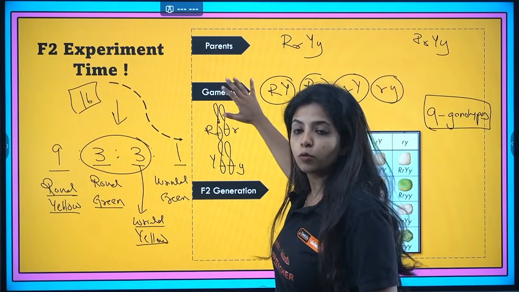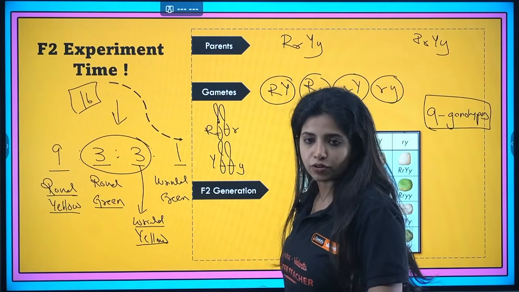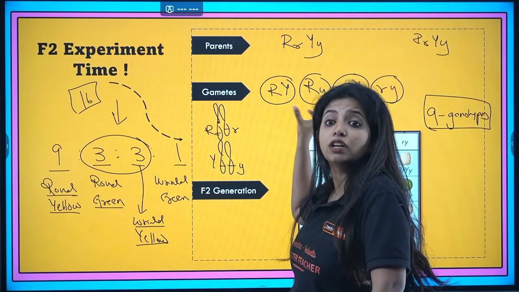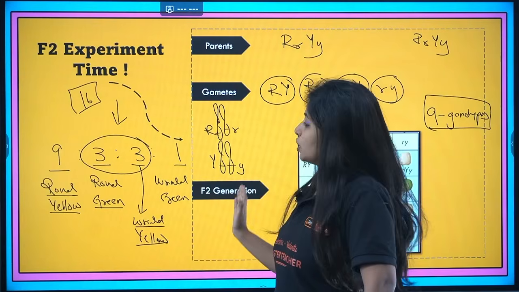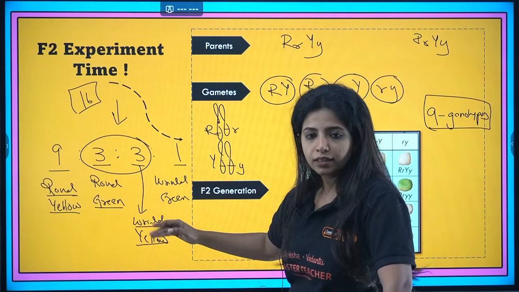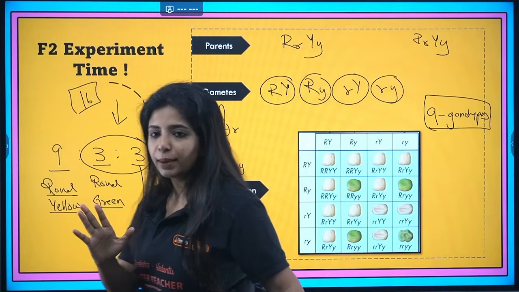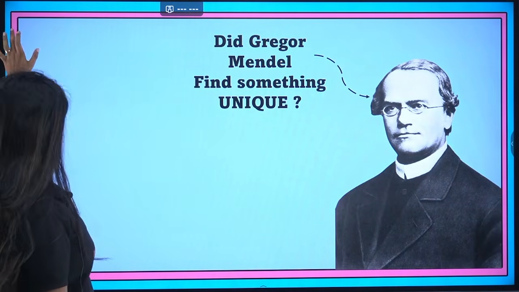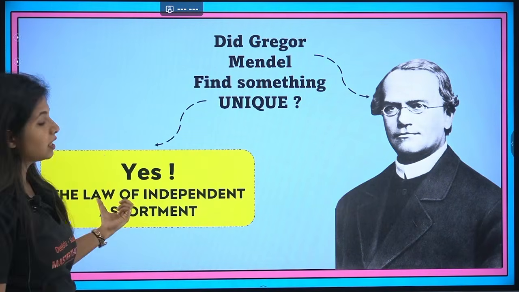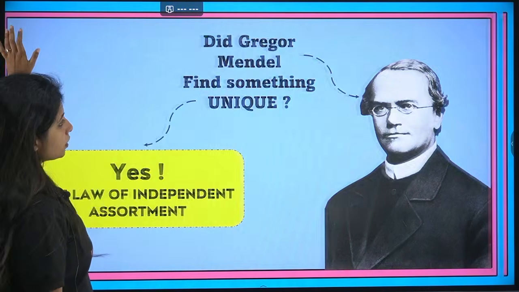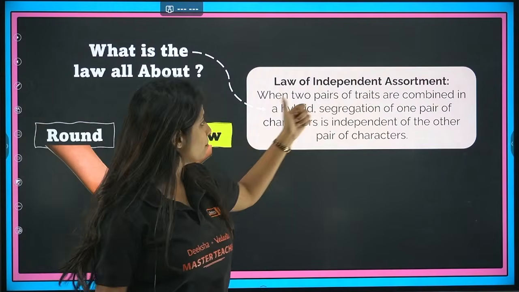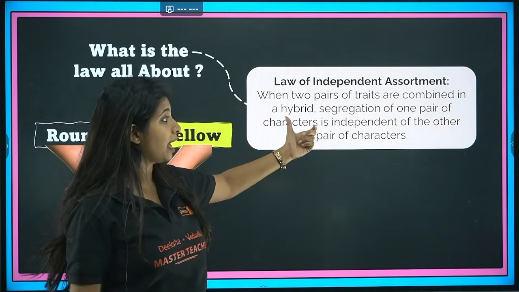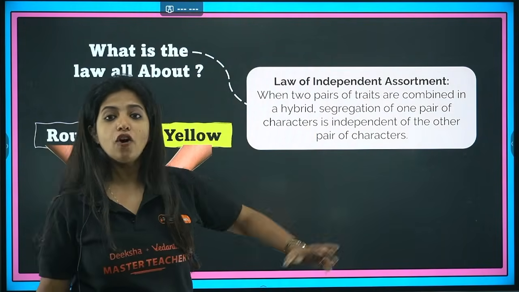Until now we studied only the monohybrid cross, but now we are talking about the dihybrid cross. Okay, and since you have these combinations out there, they are doing independent assortment. That is why you are getting different gametes. And when you get different gametes, you get non-parental characters as well. You got it? That is the basic thing out there. Now, did Gregor Mendel find something unique? The answer is pretty much yes, the law of independent assortment. And what does this law say? When two pairs of traits are combined in a hybrid, segregation of one pair of characters is independent of the other pair of characters.